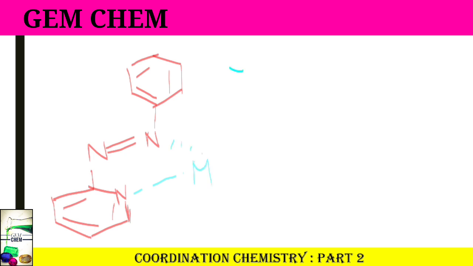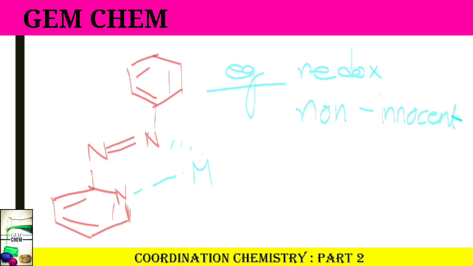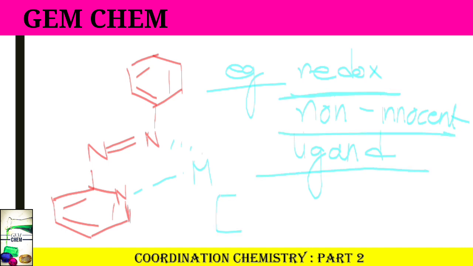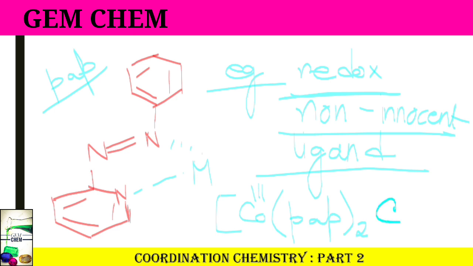This is an example of a redox non-innocent ligand. Just know about this. This will be discussed in later videos. And since it is known as phenylazopyridine, it is written as PAP. So cobalt (PAP)2 Cl2 plus.